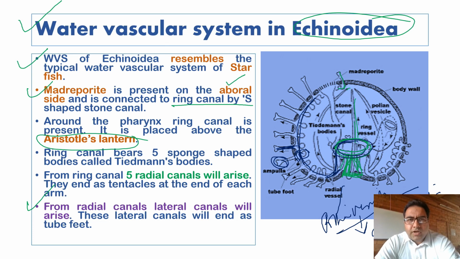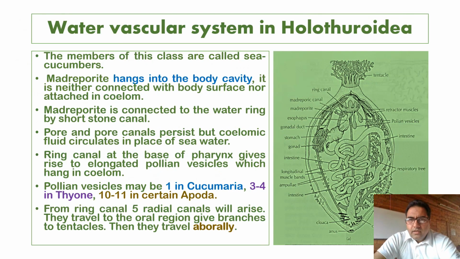The suckers of the podia are well developed in the case of Echinoidea. We shall be talking now about the water vascular system in the case of Holothuroidea. We call them sea cucumbers.